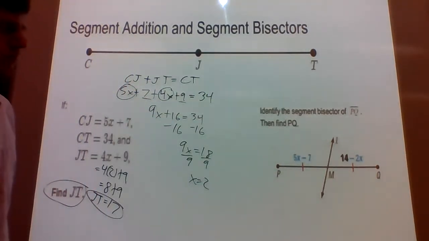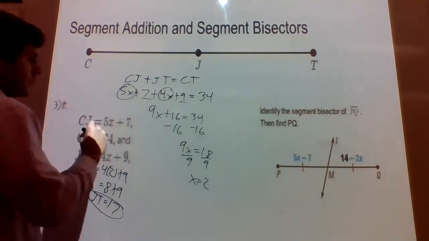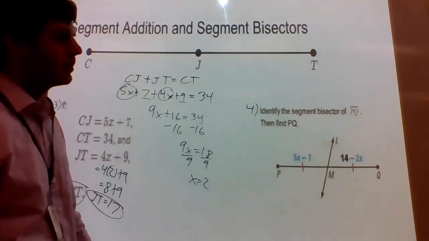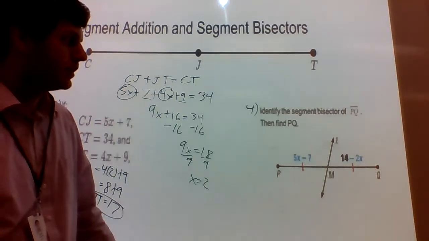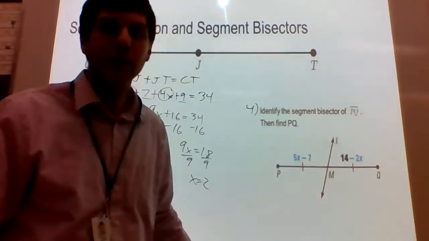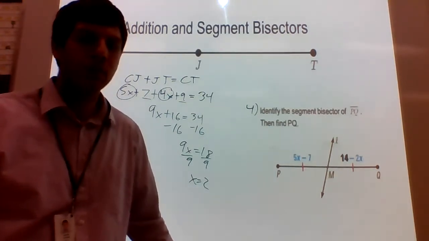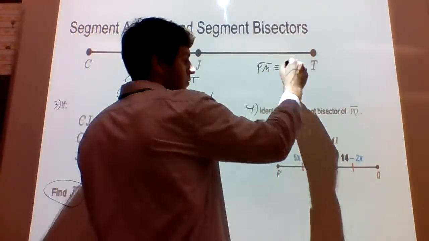The next one. So this was number 3. This is number 4. Identify the segment bisector of PQ. Then find PQ. So line L is the bisector. A bisector splits the segment in half. It splits into 2 congruent pieces. So we know PM is going to be congruent to MQ.